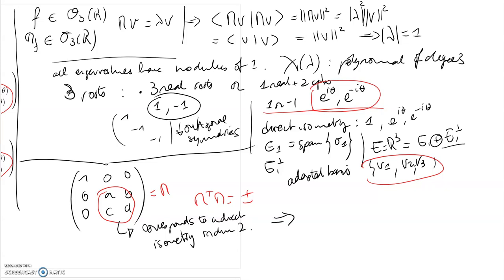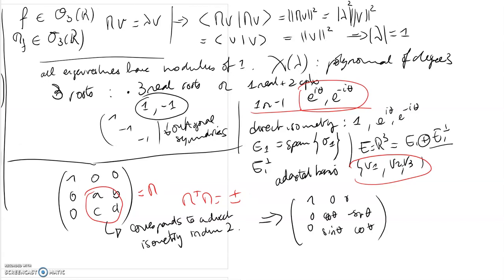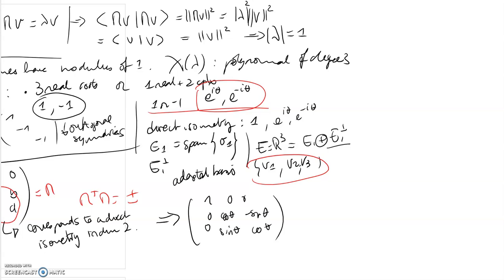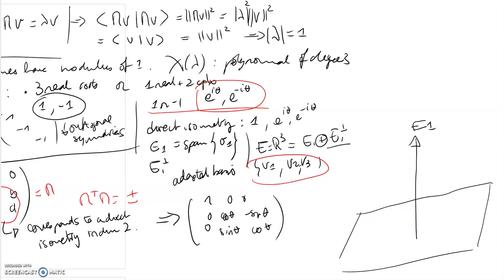So what does it look like? It looks like a 1, 0, 0 that I've got here, and then the direct isometry part from earlier, cosine theta, minus sine theta, sine theta, and cosine theta. I know that there exists some theta in R such that this is true. How can we interpret this geometrically? You've got your direction that corresponds to eigenvalue 1, and the orthogonal part to that one is going to be E1 orthogonal.